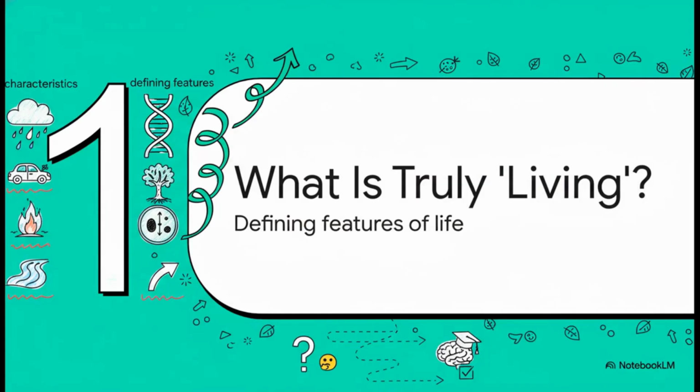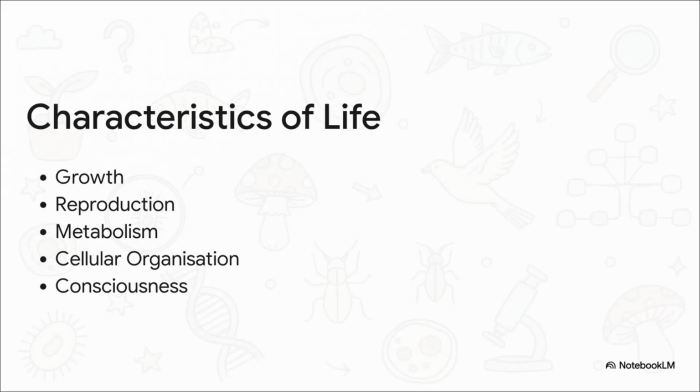All right, first up, and this is a big one. We're going to figure out the difference between just a characteristic of life and a true, non-negotiable, defining feature. Getting this distinction right is absolutely crucial, especially when it comes to your exams. When you ask someone what makes something alive, you usually get these 5 answers: growth, reproduction, metabolism, cellular organization, and consciousness. But here's the million-dollar question. Are they all foolproof? Are they all unique to living things? Let's put each one to the test.